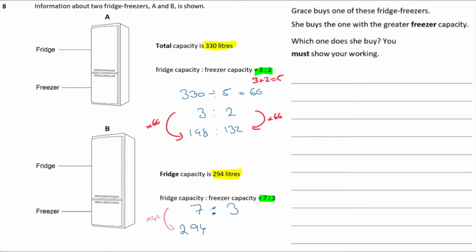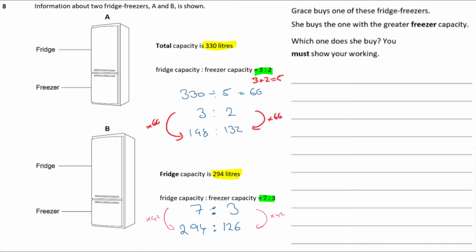So if I'm doing that to the left-hand side, I need to do it with the freezer capacity side as well, don't I? So if I times that by 42 as well, then 3 times 42, that's 126, isn't it? 126.